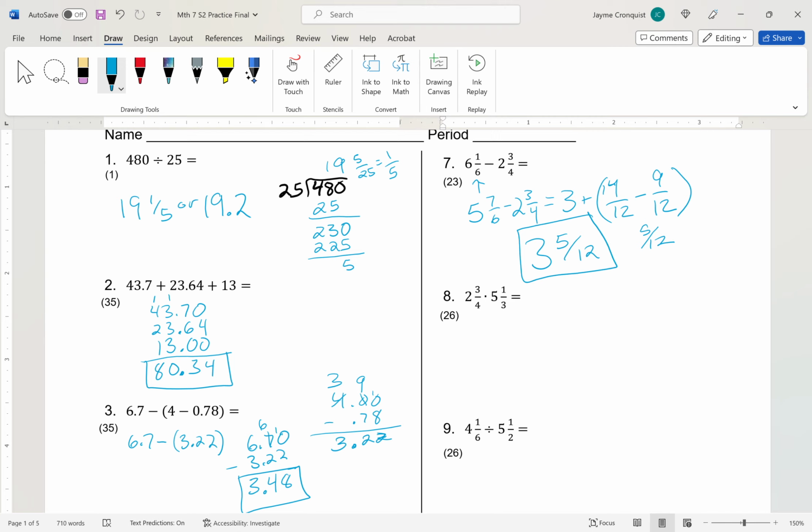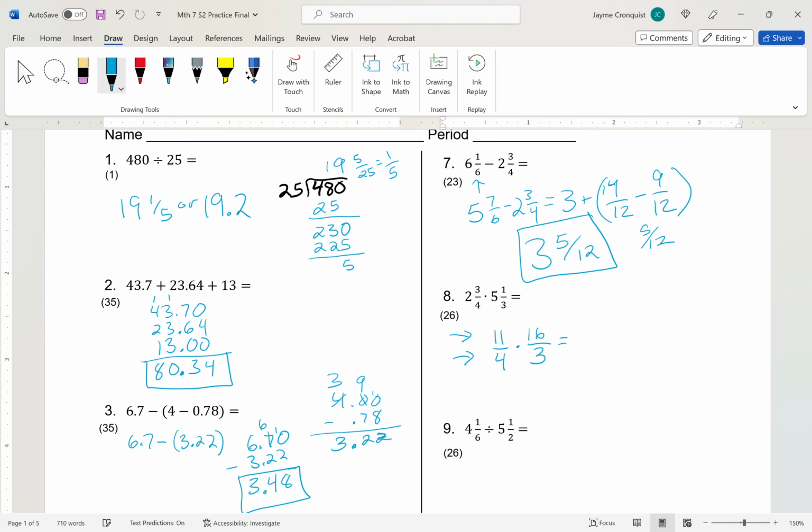Alright, now when I multiply and divide, I must switch them to improper fractions. And then for multiplication, we multiply straight across. So 4 times 2 is 8, plus 3 is 11. So I have 11 fourths. Times 3 times 5 is 15, plus 1 is 16 over 3. Remember, we multiply straight across.